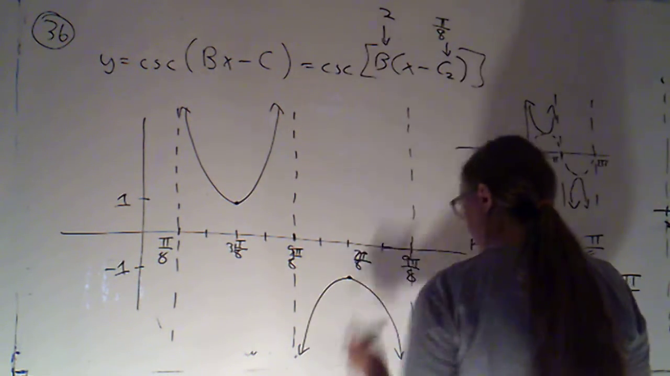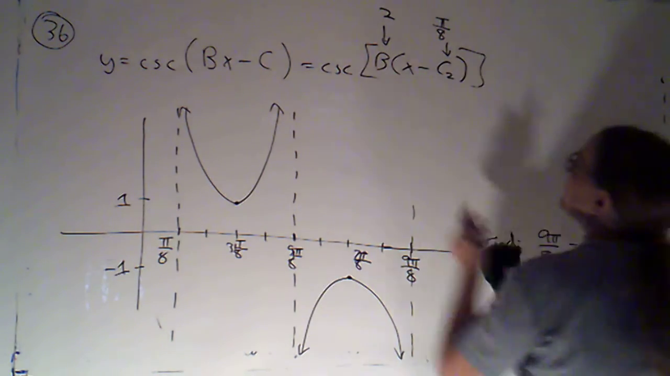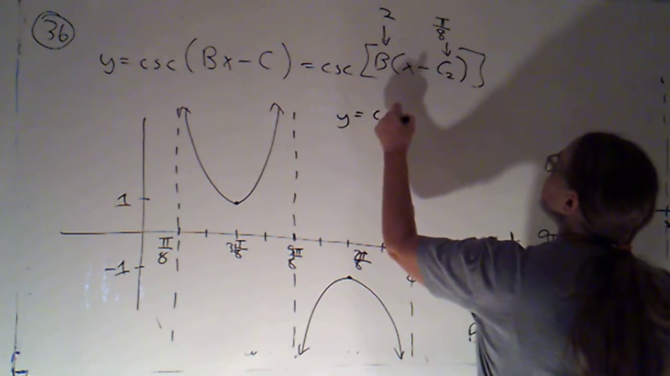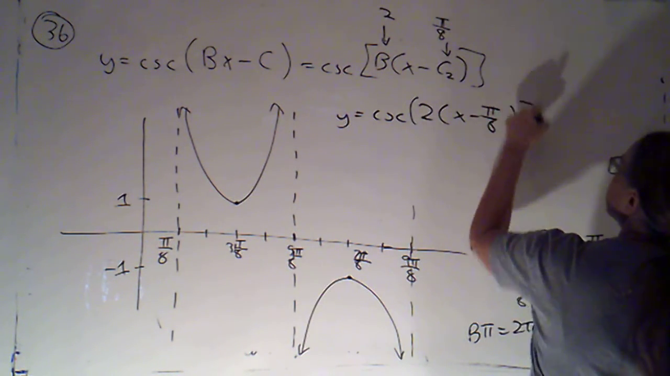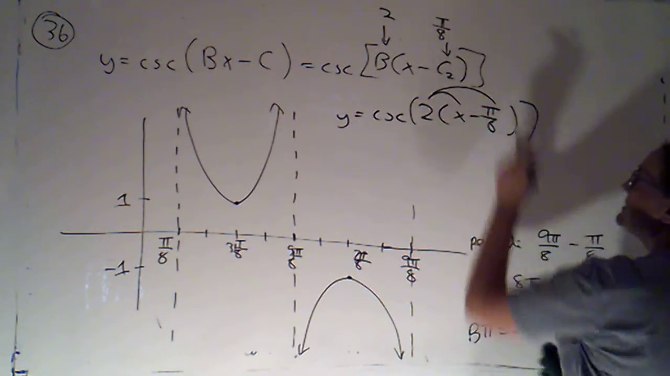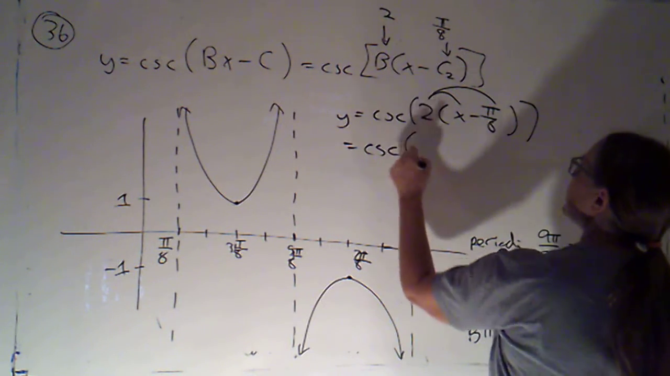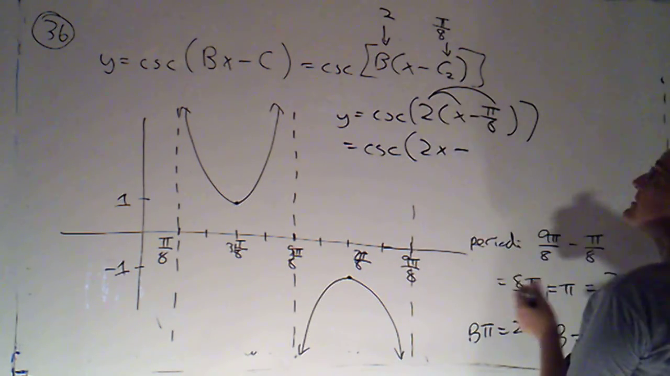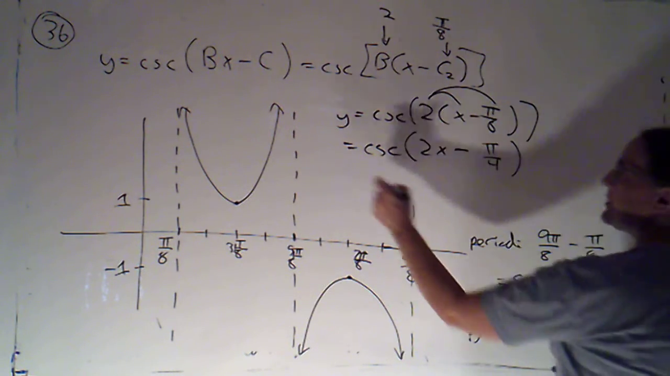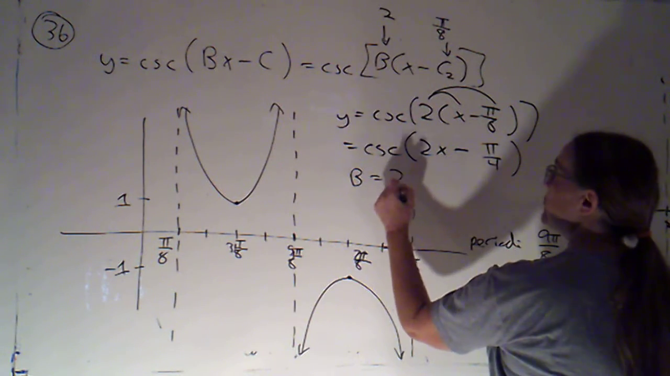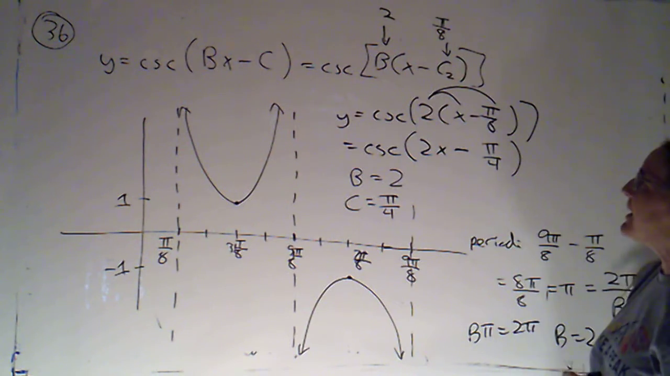So I can say we've got y equals cosecant of 2 times x minus pi over 8. So that's in the factored form. And to get it into the form that the book asked for, I'm going to just distribute that 2. So it would be cosecant of 2x minus 2 pi over 8, which will reduce to pi over 4. So essentially my b is 2, my c is pi over 4. All right, excellent.